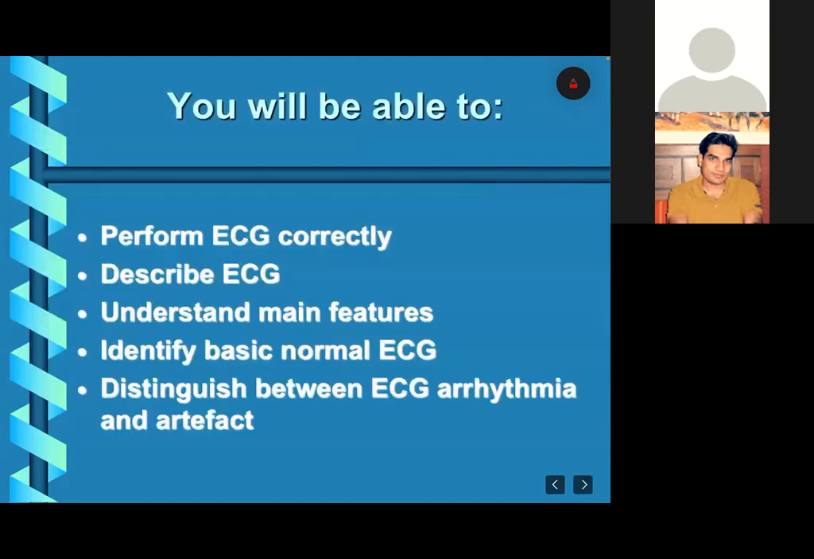Now, our next topic is ECG. It is very important in daily routine, and especially in OT, in ICU, everywhere. ECG is very important. So we will discuss the normals of ECG and slight basics of ECG.